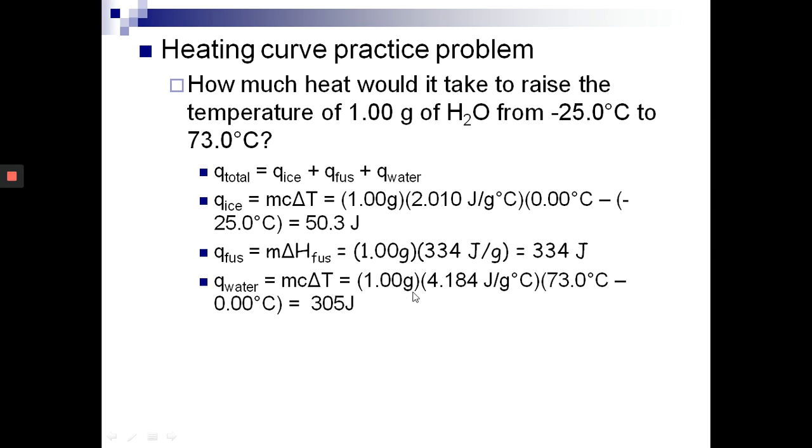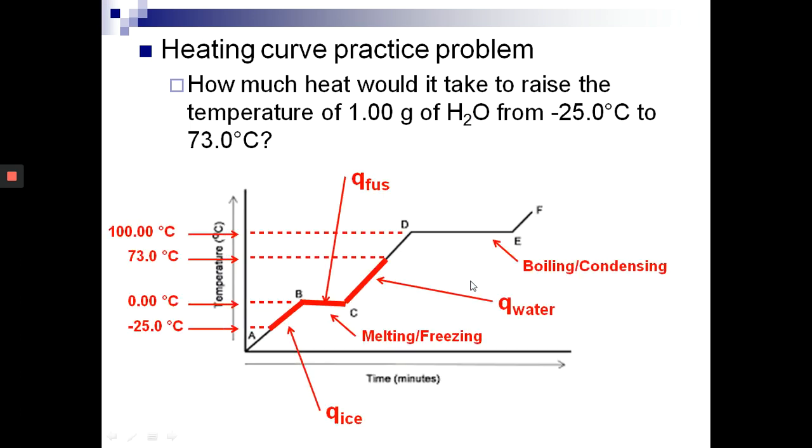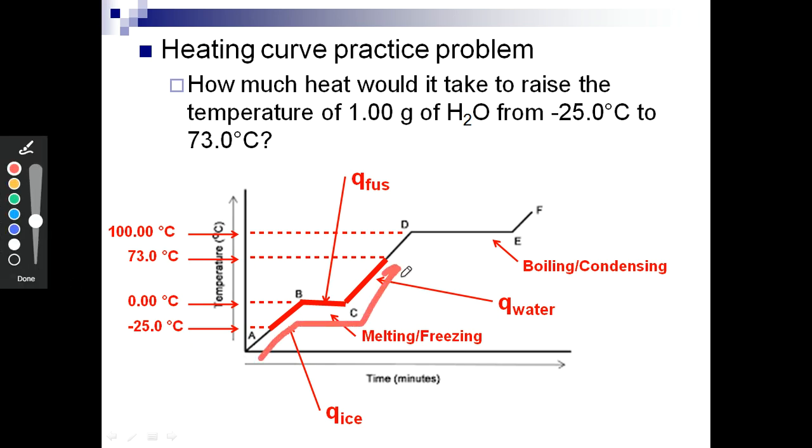Okay, so mass is 1.00 gram. The C is the specific heat capacity, which also can be found in your reference handout. And delta T is the final temperature minus initial temperature of the water. Okay, so according to the graph, that's this section, final temperature is 73 right here. Initial temperature is 0. Remember, you are moving in this direction, so this makes your initial for this segment. So 73 is the final, 0 is initial for this segment.